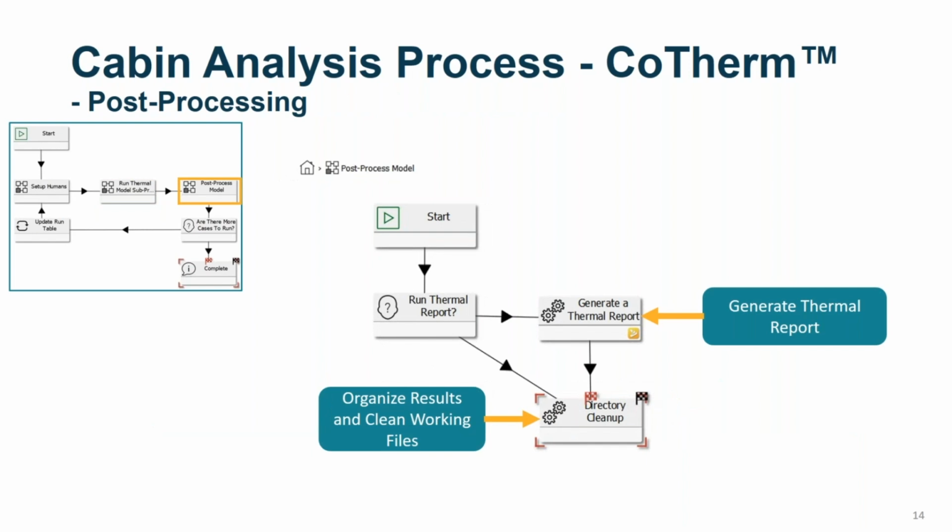After that, we'll have to post-process our model. So we'll be able to run our thermal report, and then we can do a directory cleanup and all of this. Because this task is a CoTherm journal, that means it uses a Python script to go through and clean up your directories. That being said, you can go through this Python script and add anything you want in terms of extra post-processing.